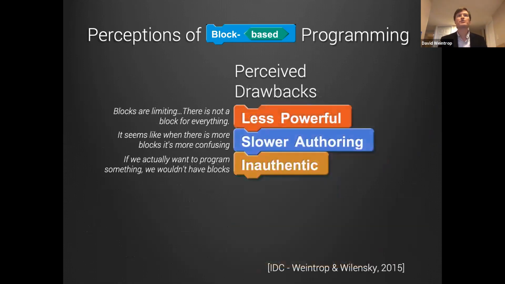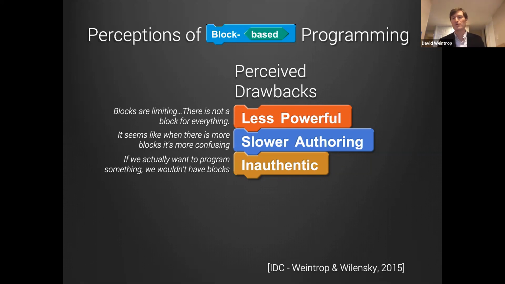We also found some perceived drawbacks of block-based programming as reported by our participants. For example, students said that blocks are limiting, there's not a block for everything. Slower authoring: it seems like when there are more blocks, it's more confusing. And then this last one came up a few times, but is potentially pretty problematic, this idea of inauthenticity: "If we actually wanted to program something, we wouldn't have blocks." This certainly came up, especially among students that were more eager to get onto Java, and this overarching sense that block-based programming is kind of like kiddie pretend play programming.